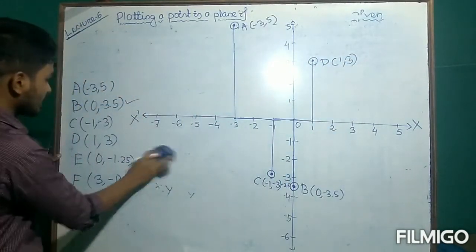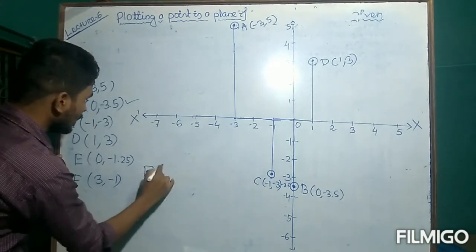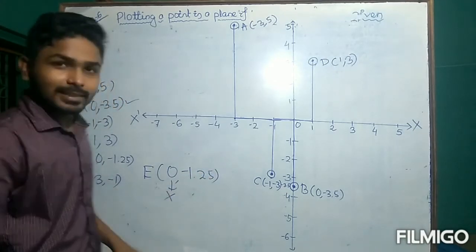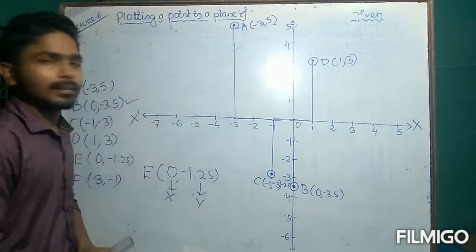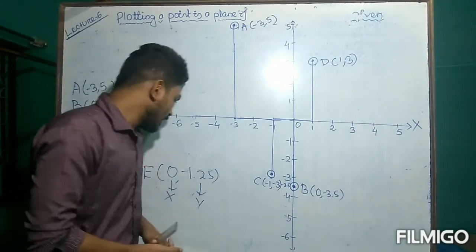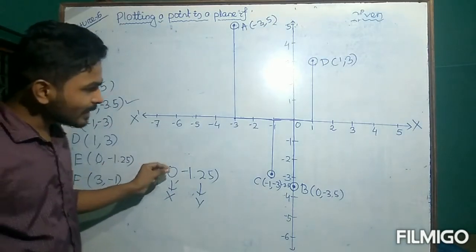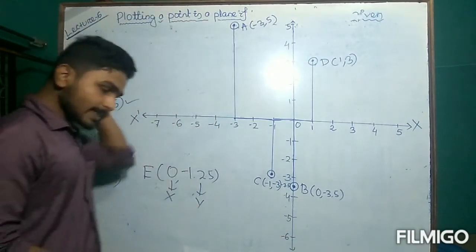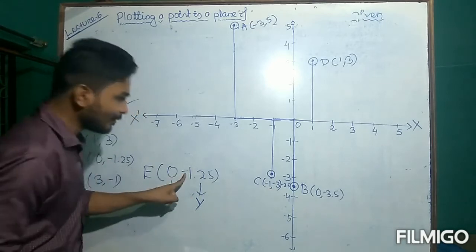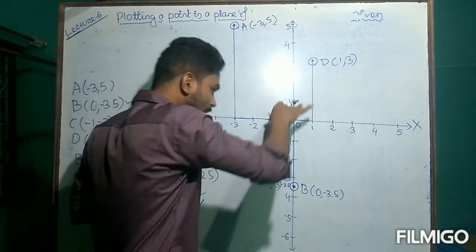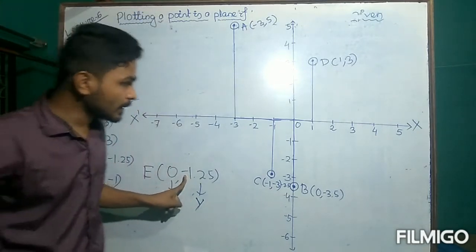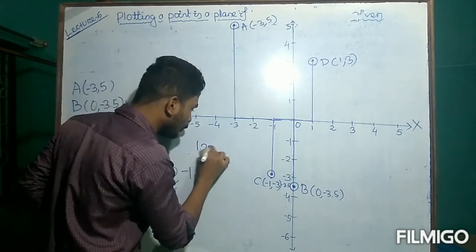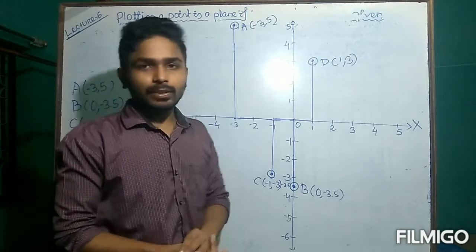Next, E is (0, -1.25). Similarly, here the x coordinate is 0 and the y coordinate is some fraction or decimal point. Since the x coordinate is 0, this point E should lie on the y axis. Next, the y coordinate has a negative value. It suggests the point should lie towards the bottom of the y axis, in the negative direction, and we have to cover 1.25 units towards the negative direction of the y axis.